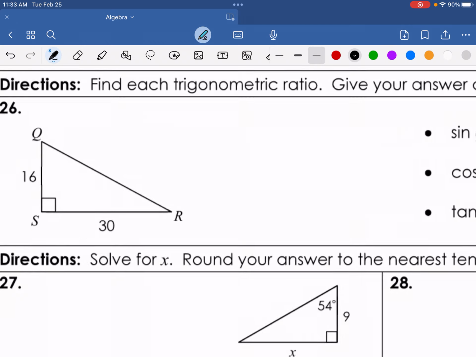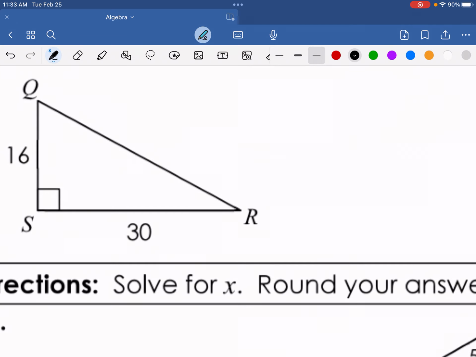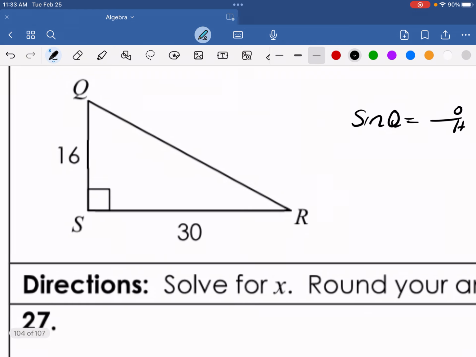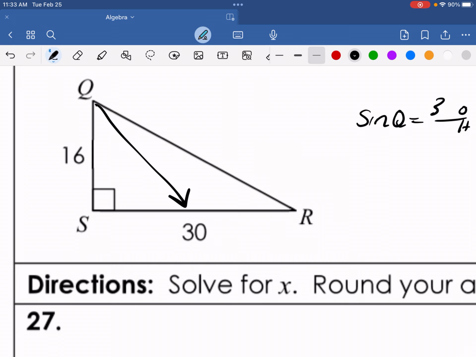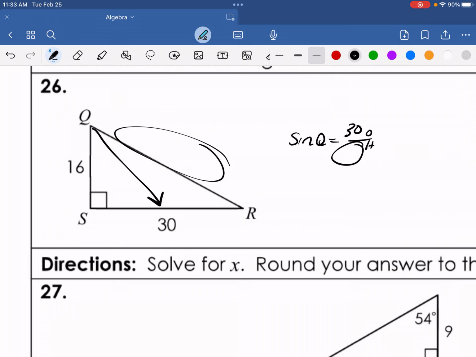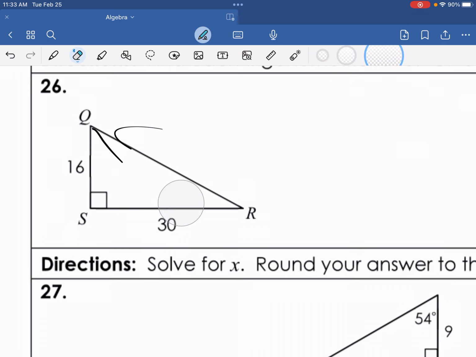Now, sine and cosine you cannot do yet. Sine of Q is opposite over hypotenuse. What's opposite to Q? 30. So the answer is 30 at the top. The hypotenuse is blank, so you can't complete this problem until you find the missing side. So we need to find the hypotenuse. How do we find a hypotenuse? When we know the two outside numbers, Pythagorean theorem.